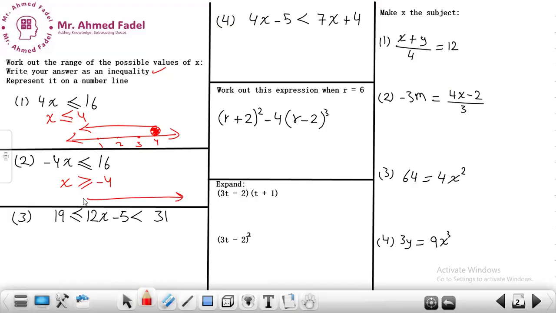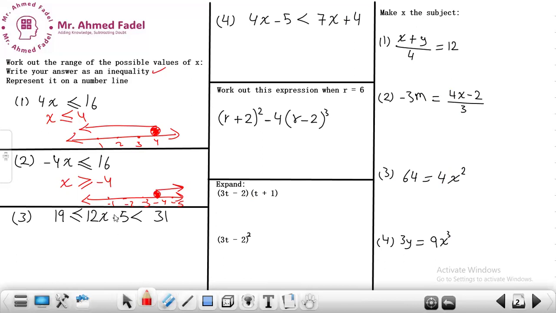On the number line, I have here -4, -3, -2, -1, or whatever. But here I'm going to put, and here is -5, a circle. It is shaded because there is an equal sign. And I'm going to go to the right direction because it's greater, and an arrow.